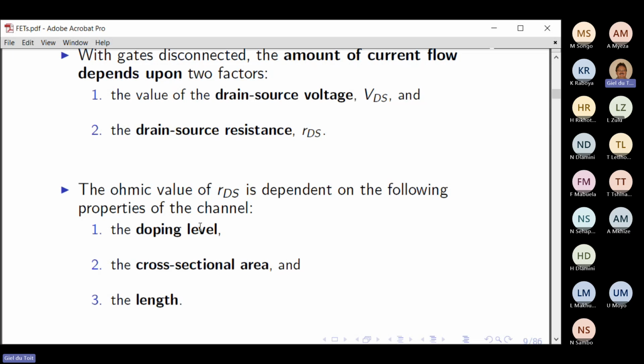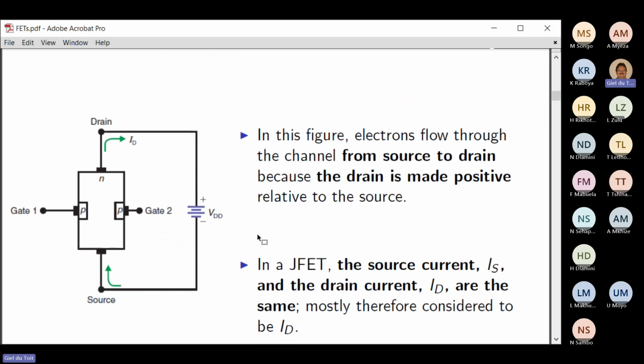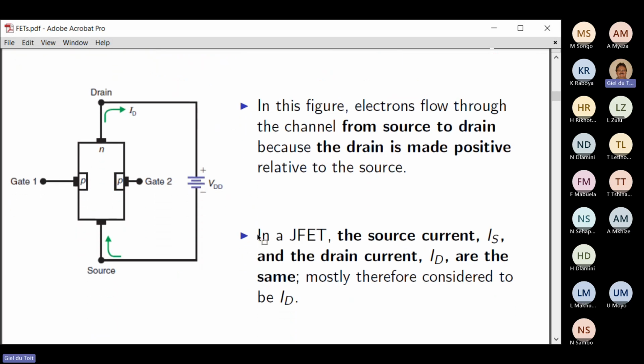It also depends on the cross-sectional area, in other words, how big the FET is, and on the length of the channel. So the resistance is determined by the doping level, the cross-sectional area of the channel, and the length of the channel. Right, now in this figure on the left, electrons flow in the channel from the source to the drain, but the conventional current flows the opposite way, anti-clockwise.